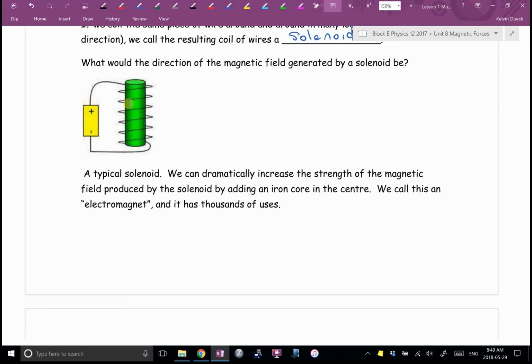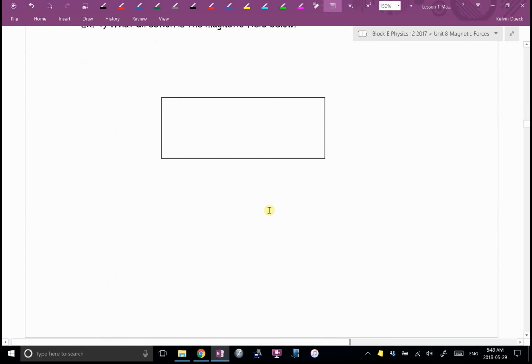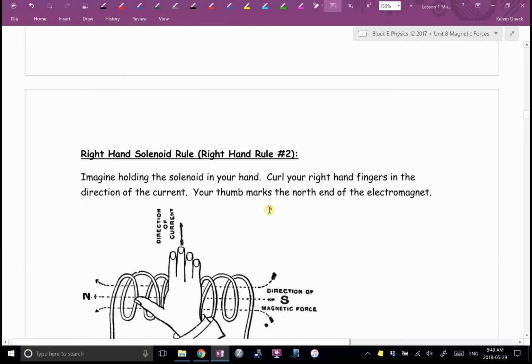Solenoids have thousands of uses. We use solenoids in... do I have a little rant here? I do. Good. I'll go on my rant later.